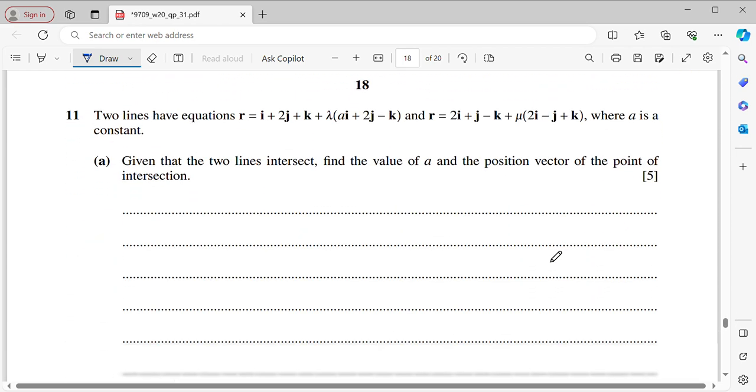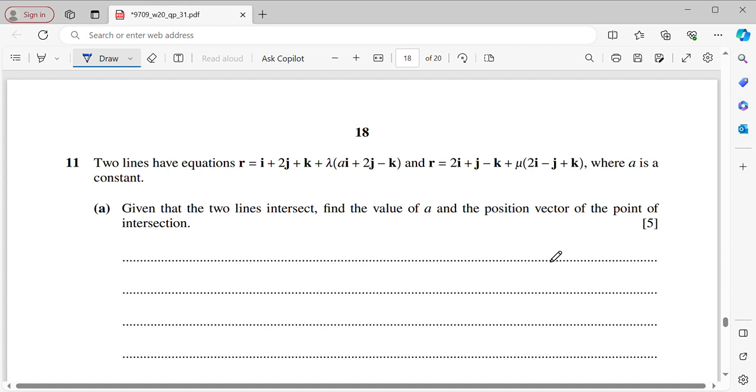Okay, now let's move on to the next question. Two lines have equations. So these are the two equations. Given that the two lines intersect, find the value of A and the position vector of the points of intersection. So when they're intersecting means that you have to solve the simultaneous equations.